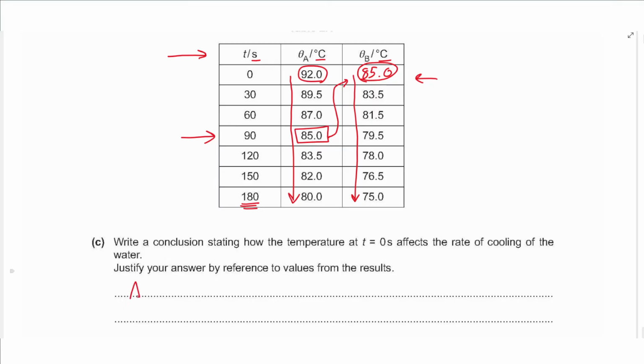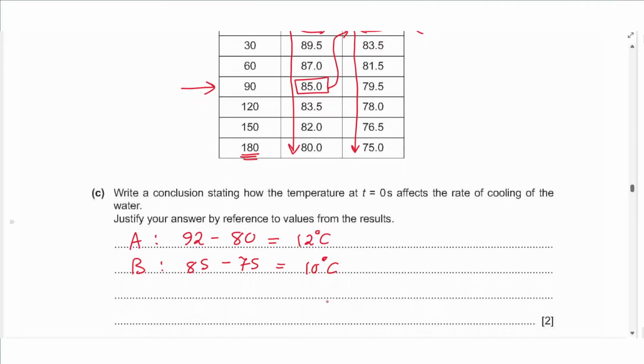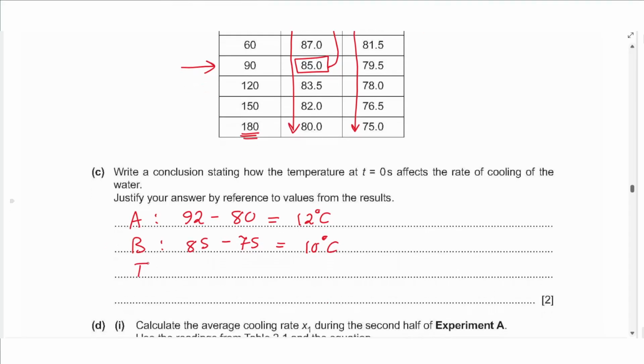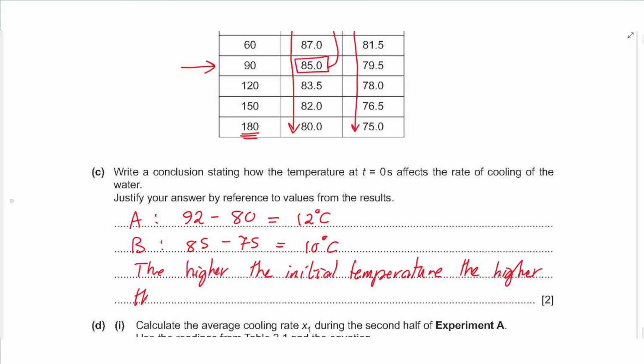So for A, we can subtract 92 minus 80. That gives us 12 degrees Celsius. For B, we subtract 85 minus 75. That gives us 10 degrees Celsius. This means that A was faster or had a higher rate of cooling, and it had the greater initial temperature. So we can say the higher the initial temperature, the higher the rate of cooling. So use the values in the table to reach a conclusion.